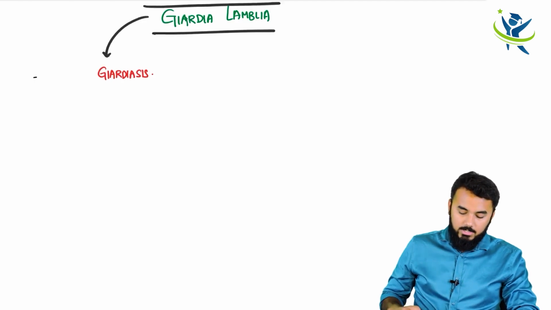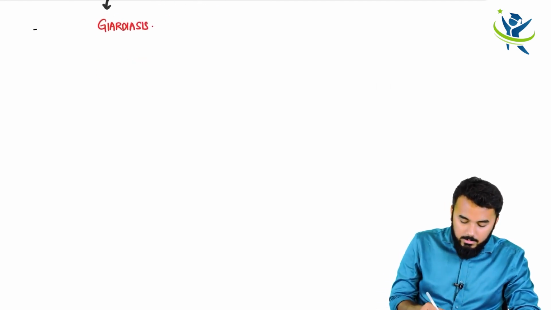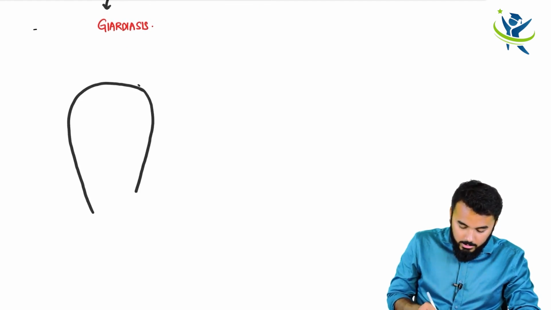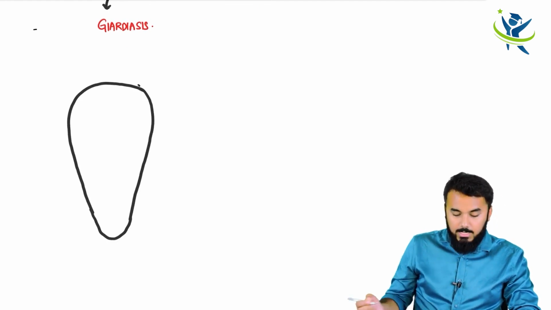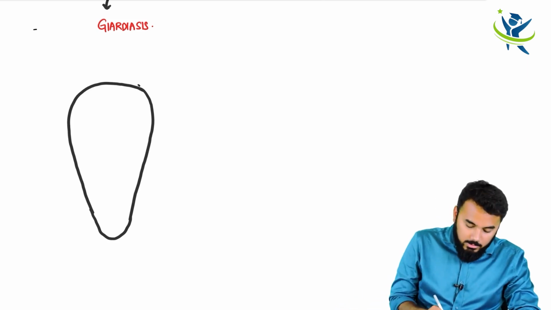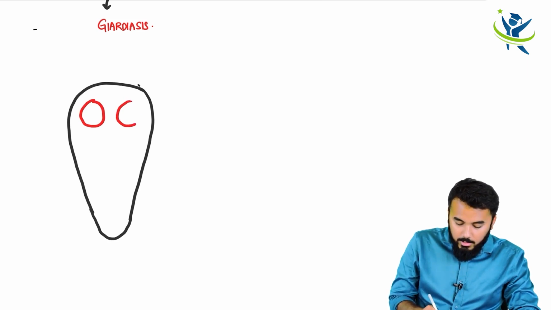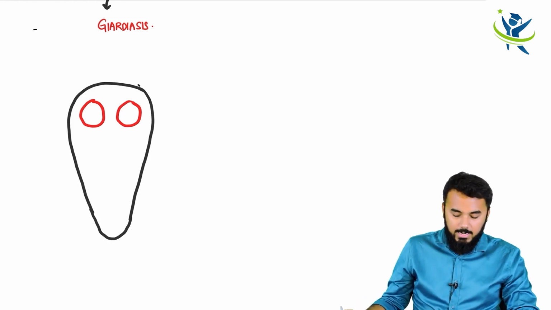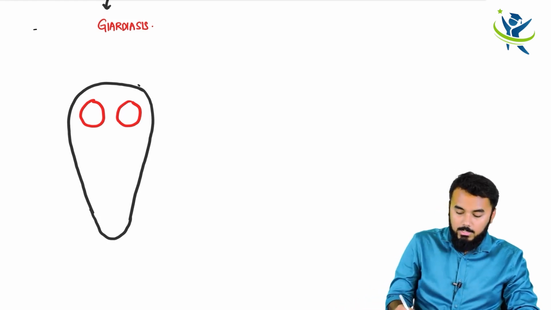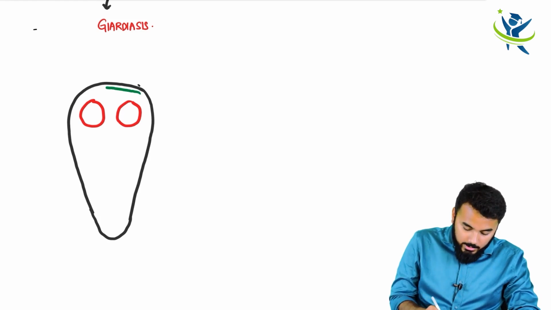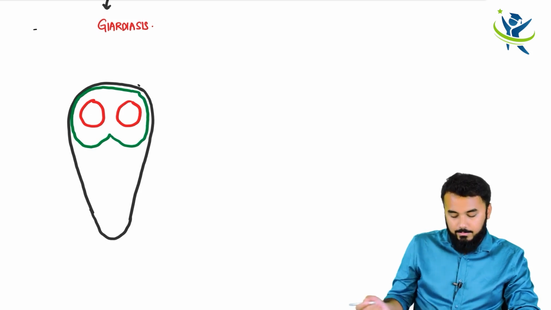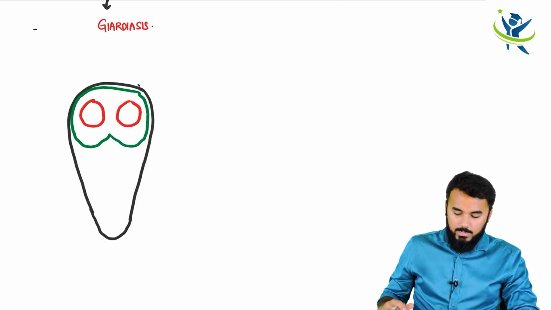If you look at the structure of Giardia, this is how it looks somewhat. Basically it is a pear-shaped organism. This organism has got two nuclei, so they look like eyes. And here it has got a sucker. This is called the ventral sucker.